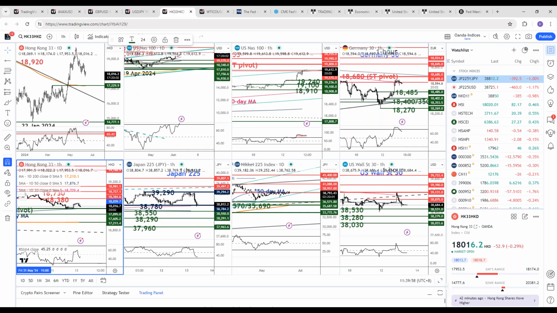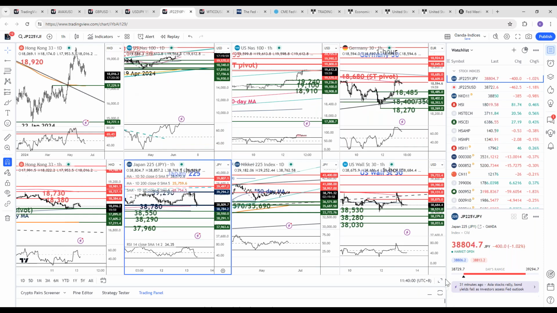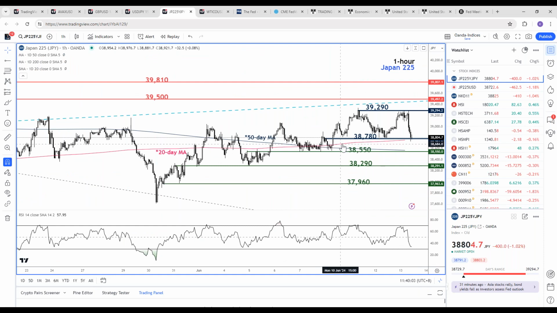Japan 225 or Nikkei 225. Yesterday we were bullish and it actually hit the upper limit of the range at 39,290 during the US session. Thereafter it started to sell off again, and now it's hitting back towards the 20-day moving average. So it seems to me that it's now being trapped in this minor range. With that, we'll be flipping to a neutral stance, at least for today on the intraday basis, neutral between 39,290 and 38,780.